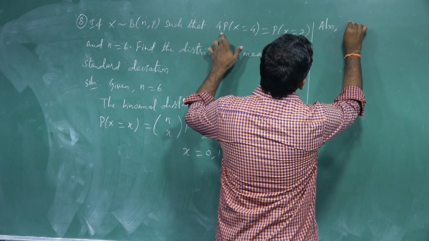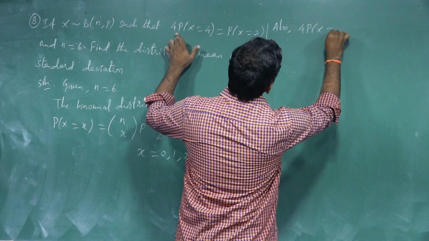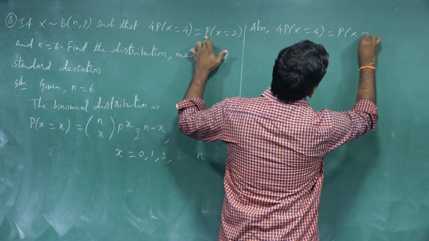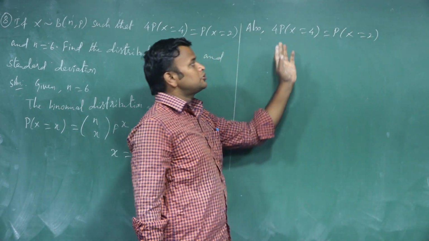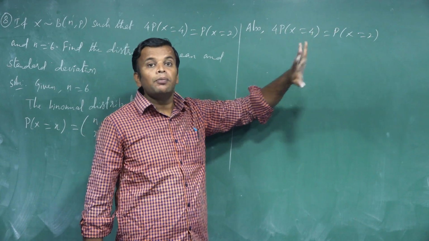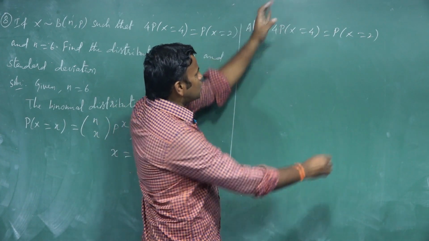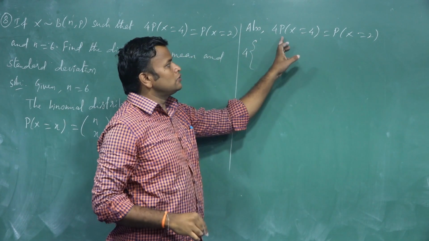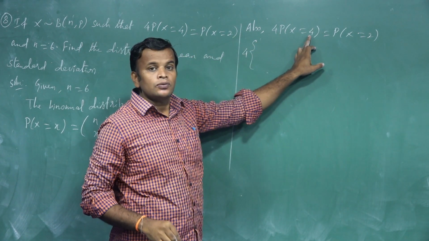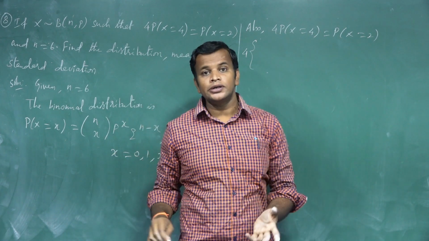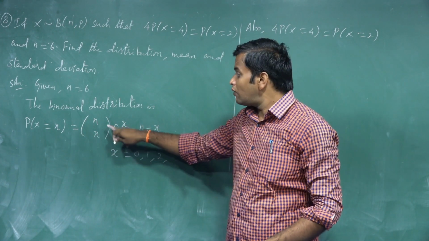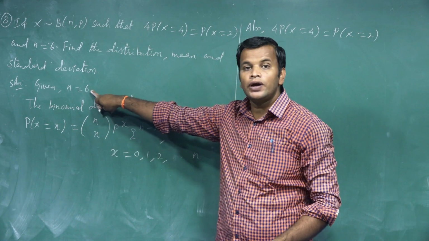What is the clue given? 4 into P of x equals 4 is equal to P of x equals 2. Suppose these two probability values are equal in a binomial distribution. Outside the number 4 is there. So 4, in the bracket, we use exactly the value x equals 4. So we write the formula of a binomial: P of x equals x is the formula nCx. Here the value of n is only given. The value of n is 6.